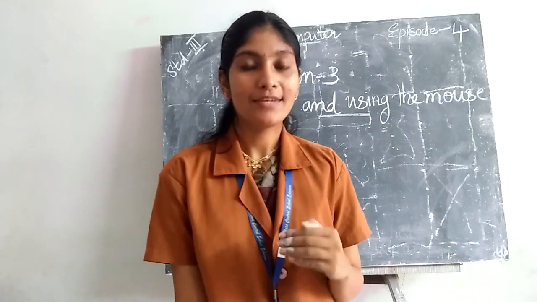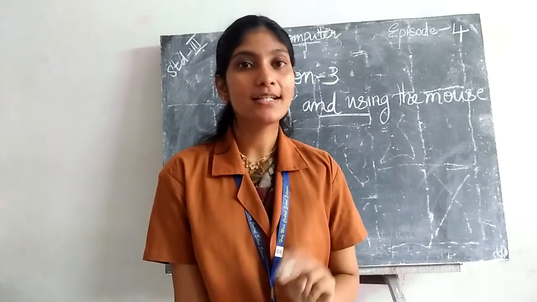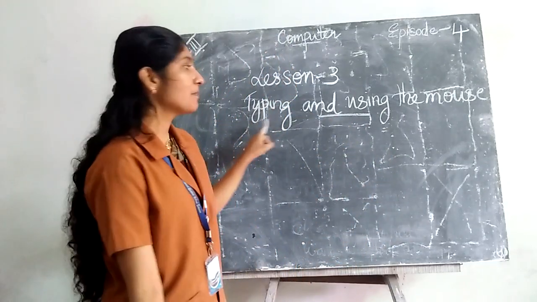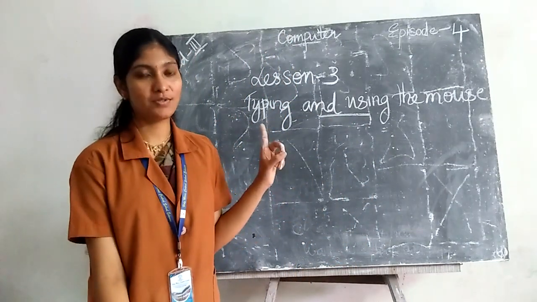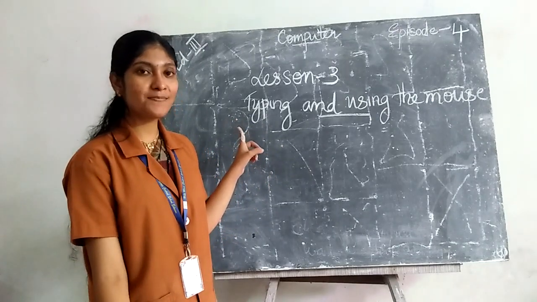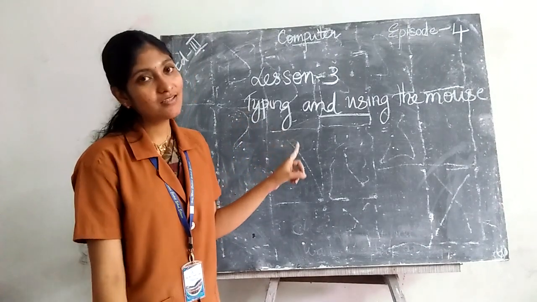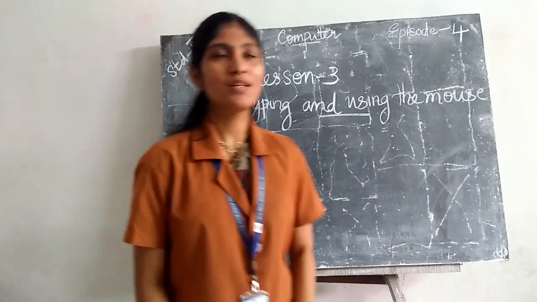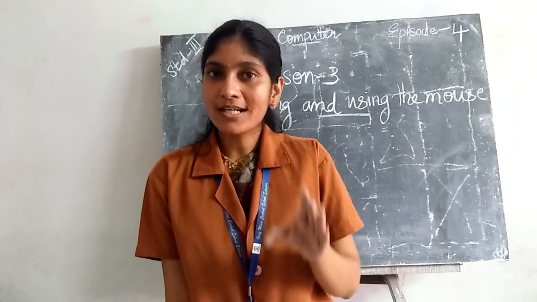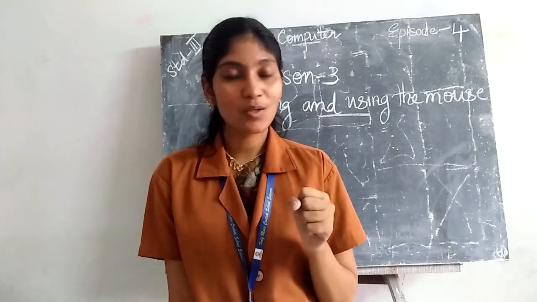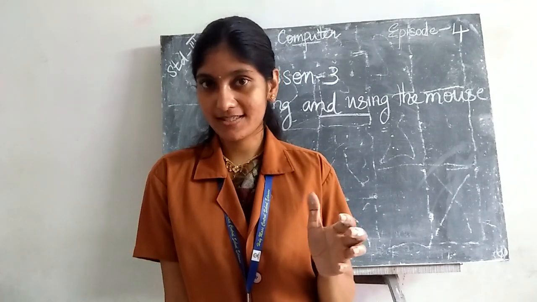So today we are going to learn about our third chapter, typing and using the mouse. So what is the title of this chapter? Typing and using the mouse. So can you tell me what are the input devices? Can you give some examples of input devices?